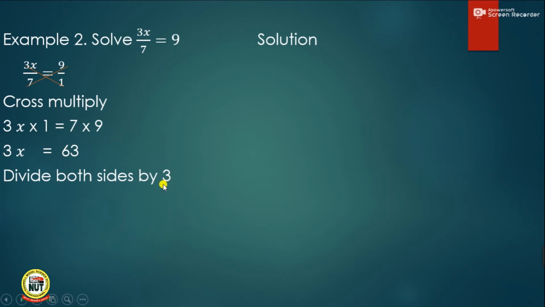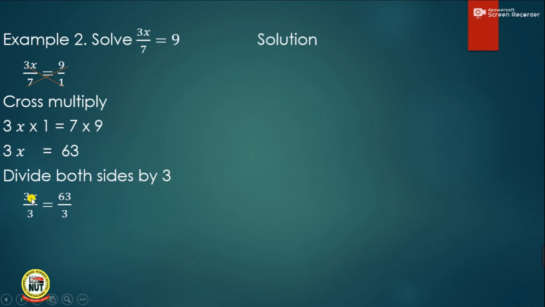Why are we dividing both sides by 3? We're dividing both sides by 3 because 3 is the coefficient of the unknown term x here. Whenever you have an expression with a coefficient equal to a certain number, all you need to do is divide the whole expression by the coefficient of the unknown. Since 3 here is the coefficient of x, we shall be dividing both sides by 3.